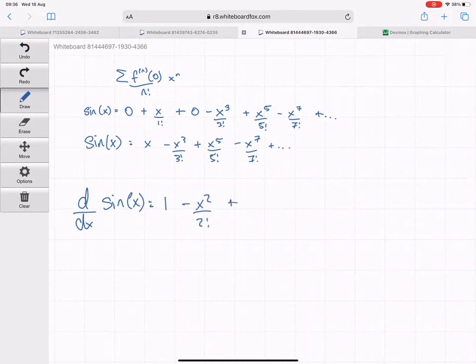Plus x to the 5. Well, you'll bring the 5 down, so that'll become x to the 4, and the 5 will cancel with the 5 factorial, so leave you 4 factorial. So it becomes obvious that when you differentiate sine, you get cosine.